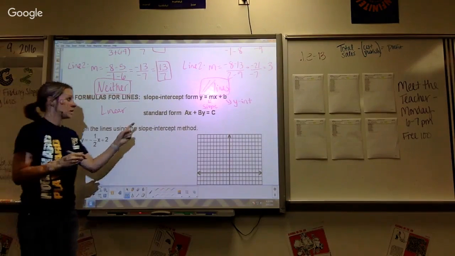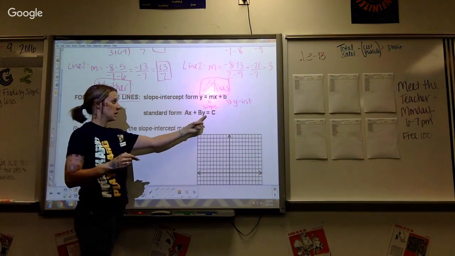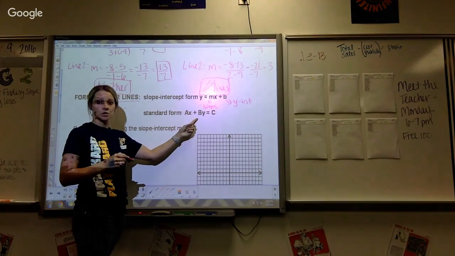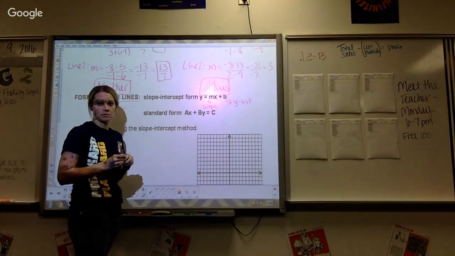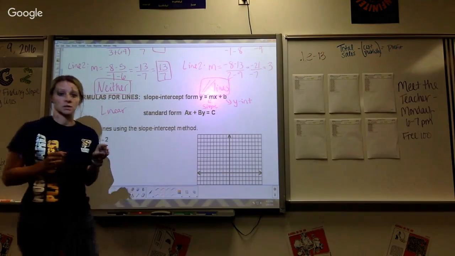Okay, the standard linear form is ax plus by equals c. That means that your x and your y will be on the same side of the equation. Your constant will be on the other side. Okay, so those are the two different forms that you can see on linear.